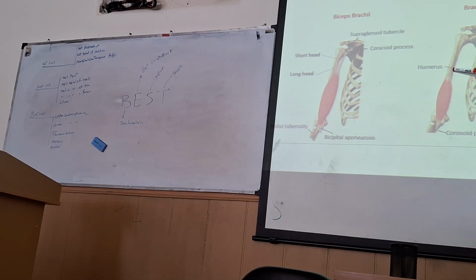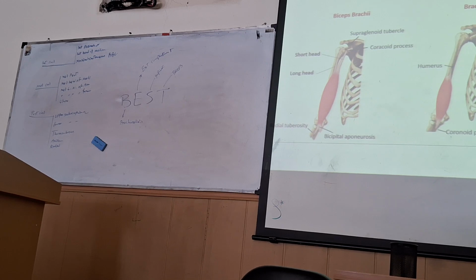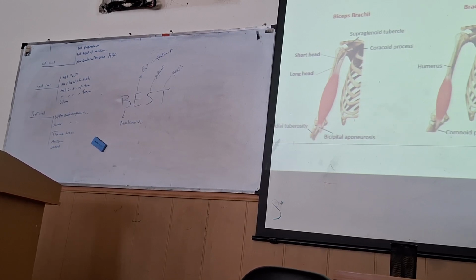Brachialis originates from the humerus and inserts to the ulnar tuberosity. And this one, coracobrachialis, originates from the coracoid and inserts to the medial part of the humerus. All of them are innervated by the musculocutaneous nerve.